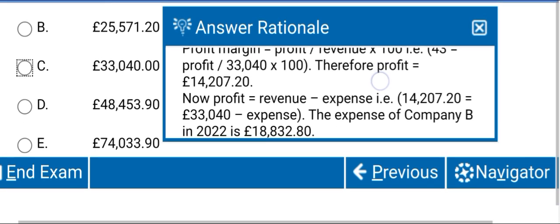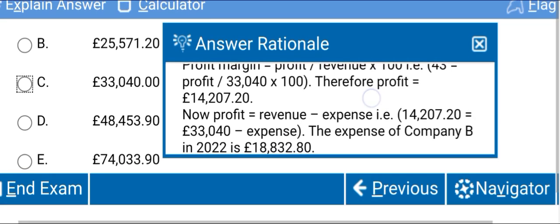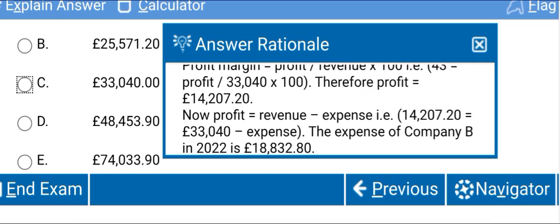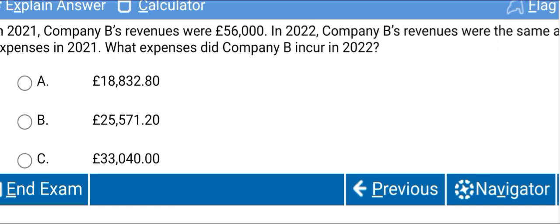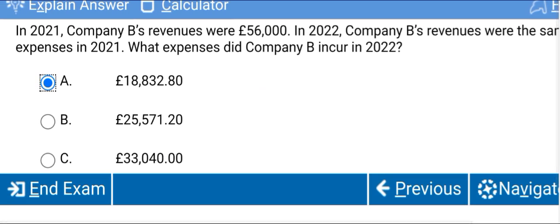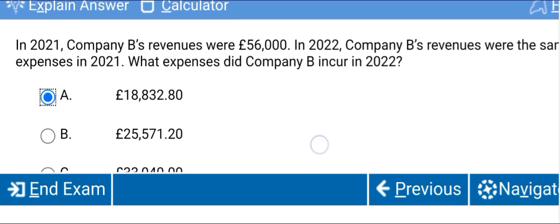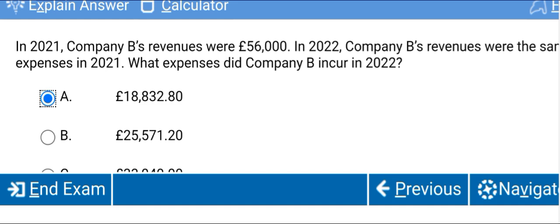That's how we have the correct response, or you can say the correct option is option A. 18,832.80 pounds are the expenses company B incurred in 2022.